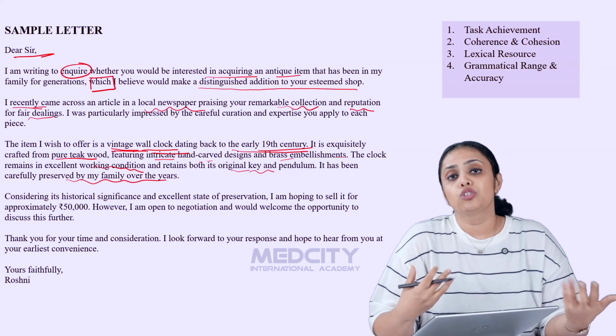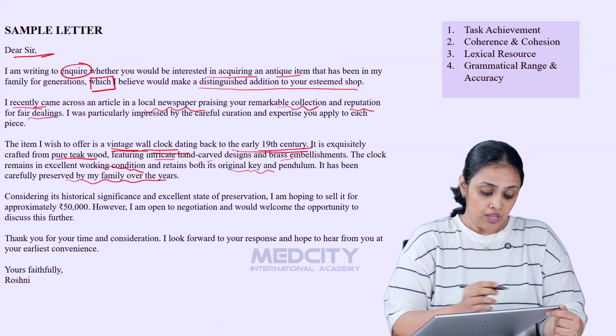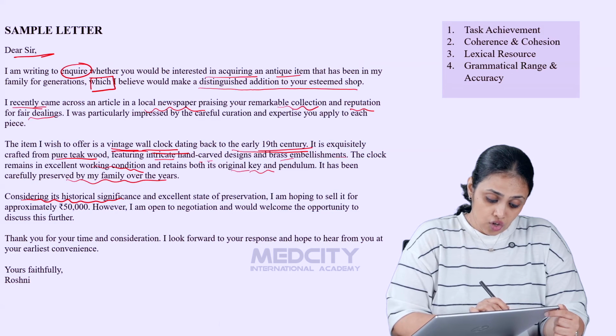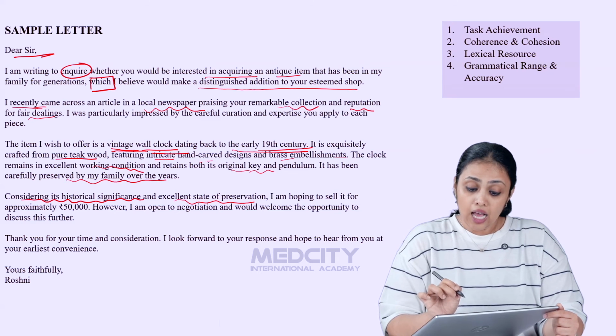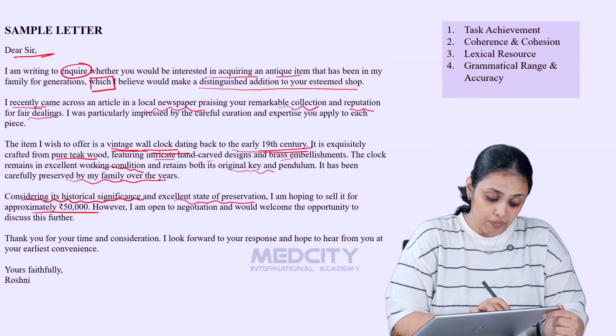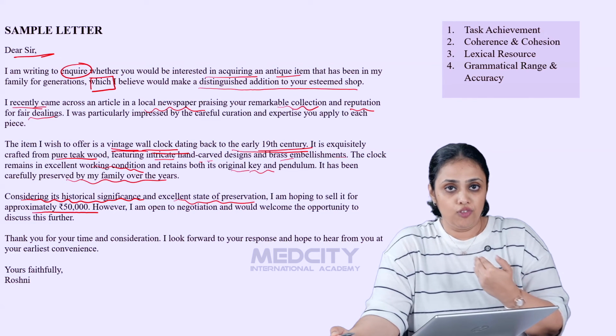Then you are going to talk about the price. The third paragraph needs to talk about the price, the desirable price. Now, considering its historical significance and excellent state of preservation, I'm hoping to sell it for approximately rupees 50,000. So you're not directly saying that I want 50,000 for this product.